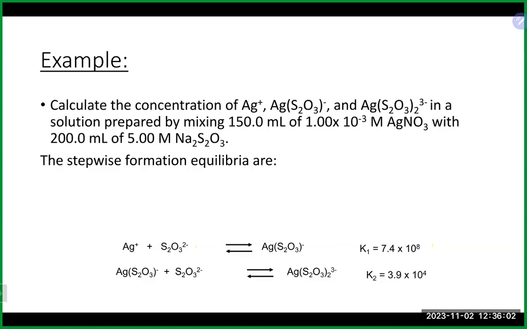So why don't you take a couple minutes or so and give it a try and see what you get. Here we want to calculate pretty much everybody's concentration based on this stepwise formation that we see here. We're going to be mixing 150 mL of the silver nitrate with 200 mL of our sodium thiosulfate. See what you get here. You might need to combine some equations and figure out some molarity.